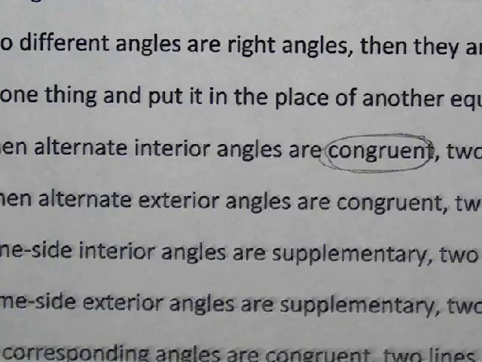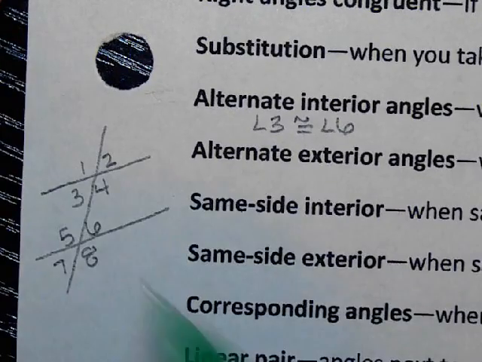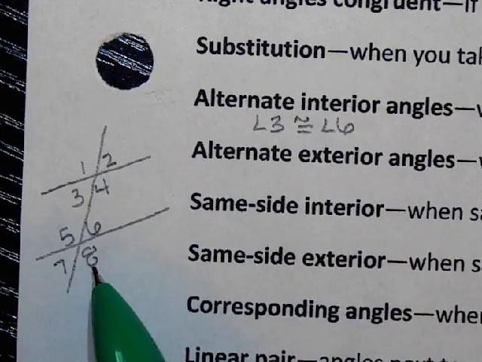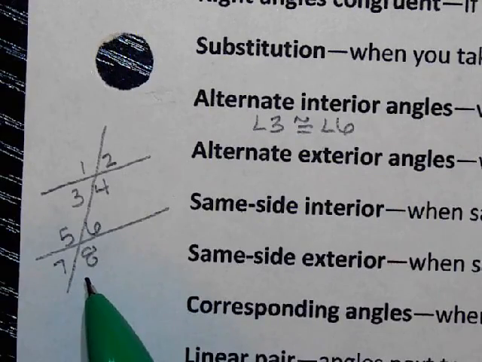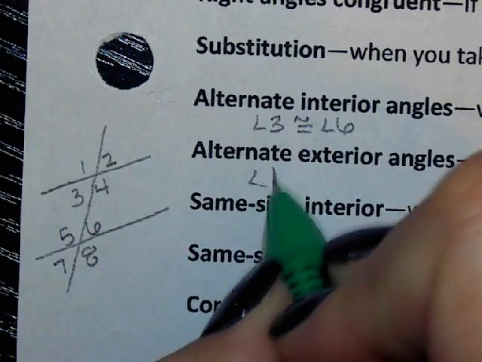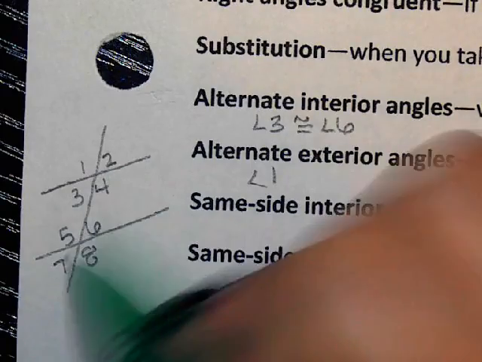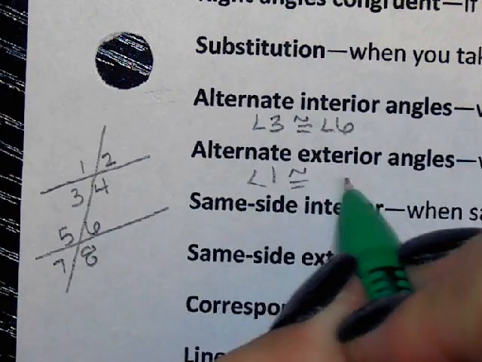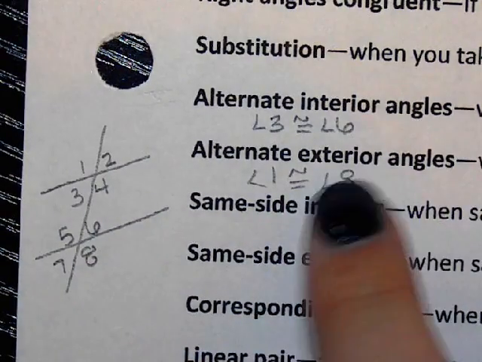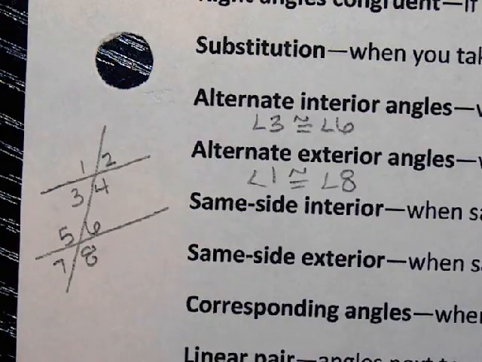Okay. Alternate exterior angles. In my drawing, which one are alternate exterior? Angle 1 and 8. Angle 2 and 7 would be alternate exterior. These are congruent. So I'm going to go over in the definition. I'm going to circle the word congruent.